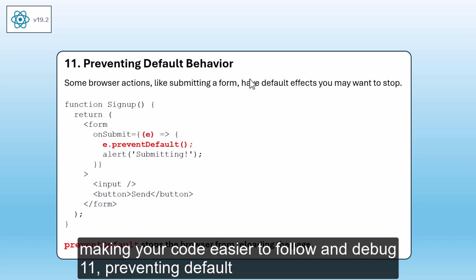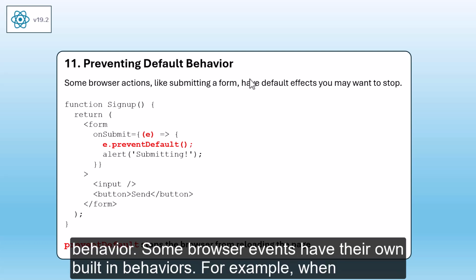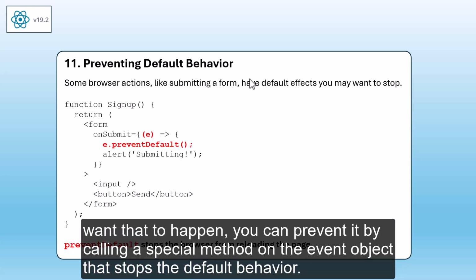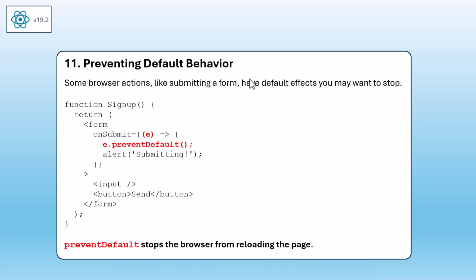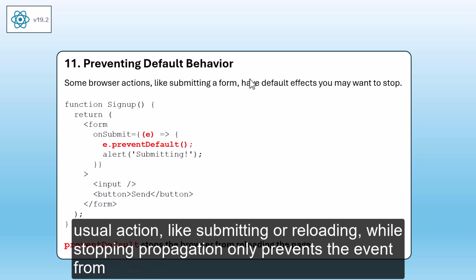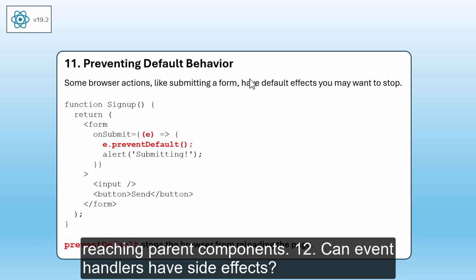11. Preventing default behavior. Some browser events have their own built-in behaviors. For example, when a form is submitted, the browser automatically tries to reload the page. If you don't want that to happen, you can prevent it by calling a special method on the event object that stops the default behavior. This is different from stopping propagation. Preventing default behavior tells the browser not to do its usual action, like submitting or reloading, while stopping propagation only prevents the event from reaching parent components.